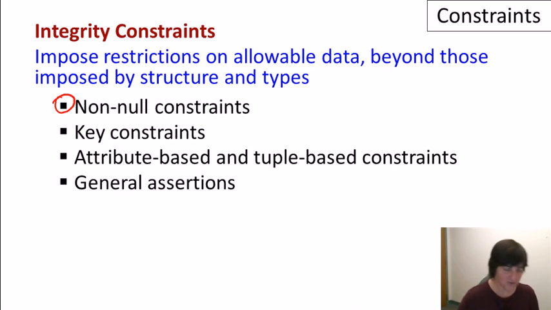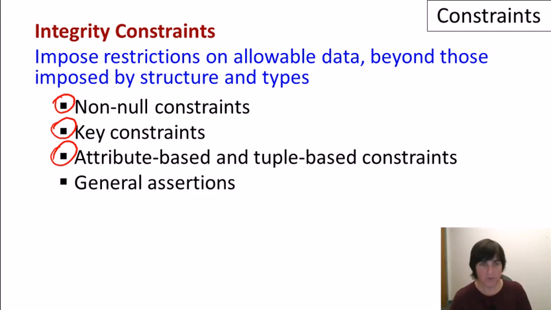We have non-null constraints, which specify that a particular attribute cannot have null values. We have key constraints that talk about uniqueness in columns or sets of columns. We have attribute-based and tuple-based constraints, which specify restrictions on the values in attributes or the values across attributes in particular tuples. And finally, we have general assertions, which are quite powerful. They allow you to specify constraints across an entire database.